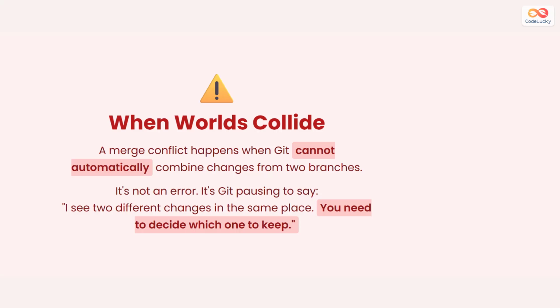But sometimes, worlds collide. A merge conflict occurs when Git runs into a problem that it can't solve on its own. It's not a system error or a sign that you did something wrong. It is simply Git pausing the merge process to ask for your help. It needs a human to make a decision about which changes to keep.